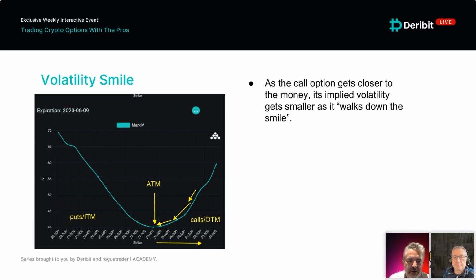And if you look at the 32,000 call, which on that day would have been, I don't know, probably like 10 delta or something like that, you can see that the, reading off the chart here.